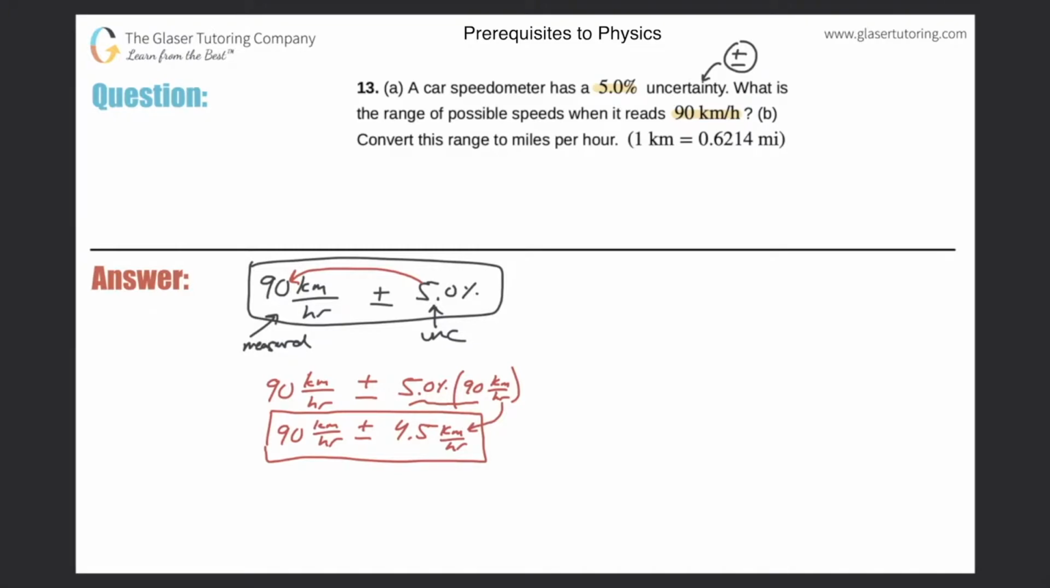Okay, then it says just give the range. Now this could be an acceptable answer that I boxed in, but if they actually wanted the upper limit and the lower limit, all we would have to do is break this equation up into two parts, both the plus and the minus.